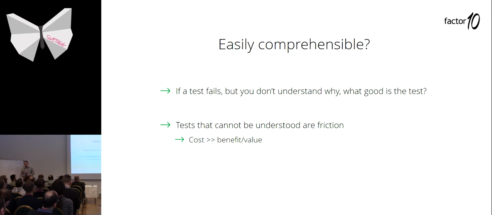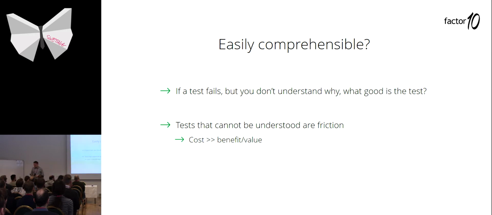Tests that we cannot understand are friction. Normally, because tests are code, and code has a cost, right? But normally, tests bring a lot of value, and the value offsets the cost, so in the end, we have more value than cost, and that's good. But if we have tests that we can't understand, tests which are friction, then the cost is higher than the benefit of the value. And then we have a problem, because now we have something that each time we look at it, we need to spend a lot of time on.